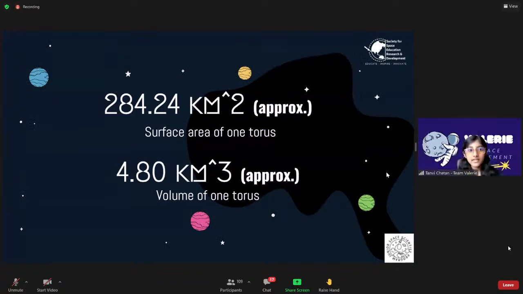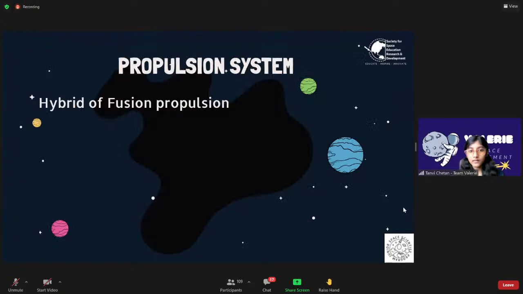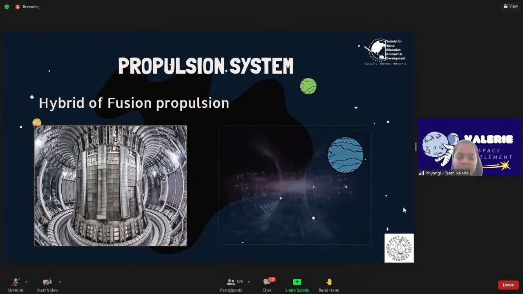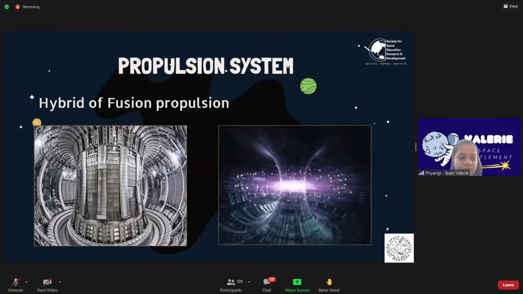Okay, so this is our approximate calculation for the surface area and volume of one torus, 284.24 kilometers square being the surface area and 4.80 kilometer cube being the volume of one torus. For our propulsion system, we have decided to go ahead with the fusion propulsion system, and there are also going to be a number of fusion reactors on board.